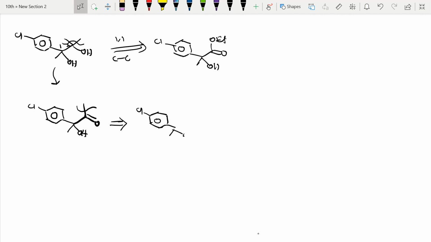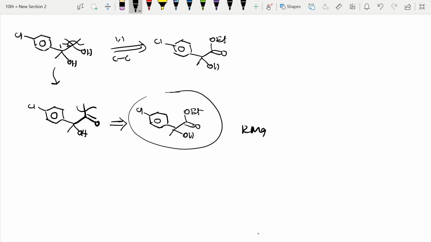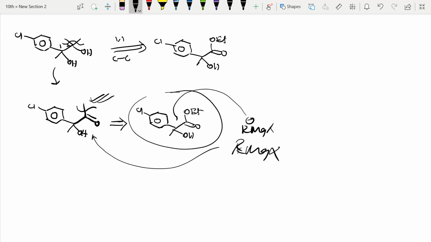OH is here, and here I have told to make ester, right? This is the thing, because if I write the reaction you will get to know that it is Grignard reagent, RMgX. If I add two molecules, one molecule will displace this OH and it will form this ketone. Further, if I add one more molecule of RMgX, again it will react and it will form this one. So during the reaction you will get to know, right?